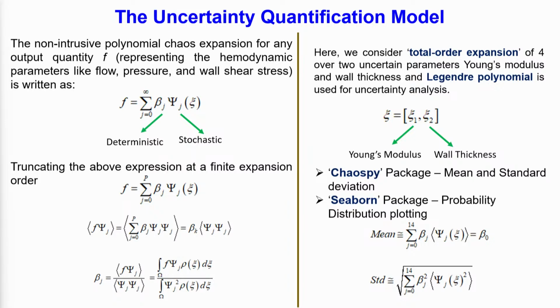So, you can extract the mean and standard deviation using certain inbuilt packages. In older days people had to write that themselves, but now with Python's different modules, if you want to plot the probability distribution, you can use the Seaborn package. If you want to use this mean and standard deviation, you can use the chaospy. So, in that way you have ready-made things.